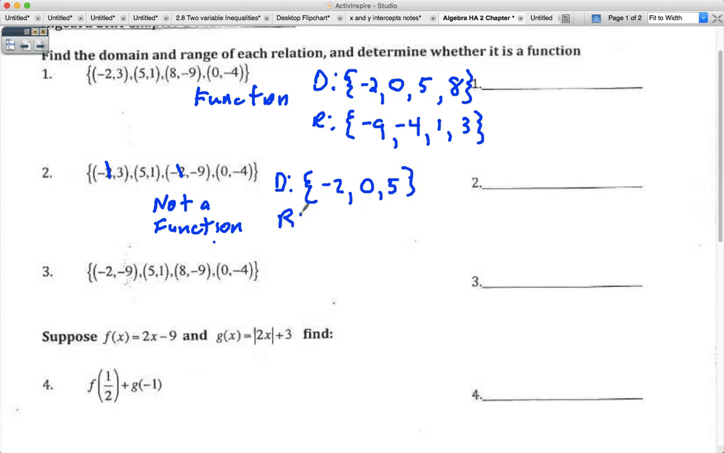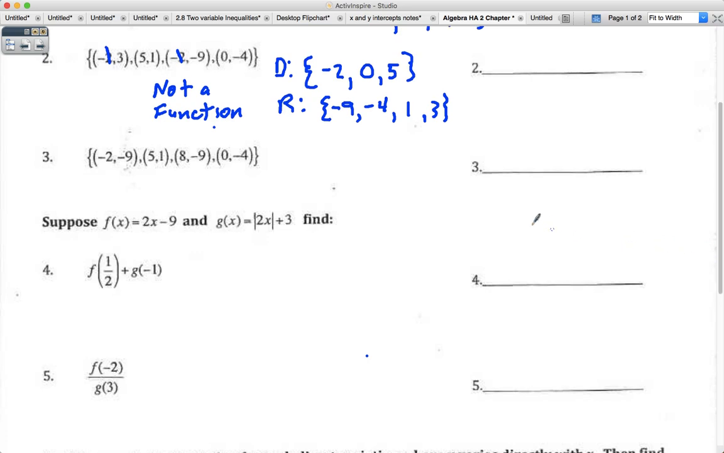The range in numeric order would be -9, -4, 1, and 3.